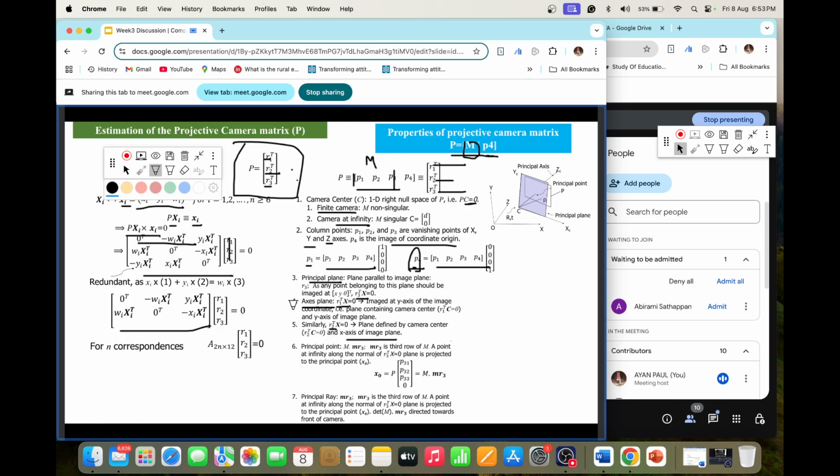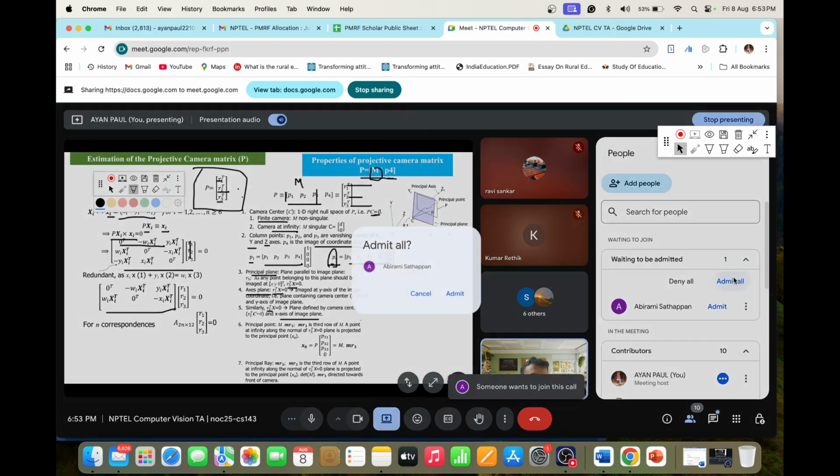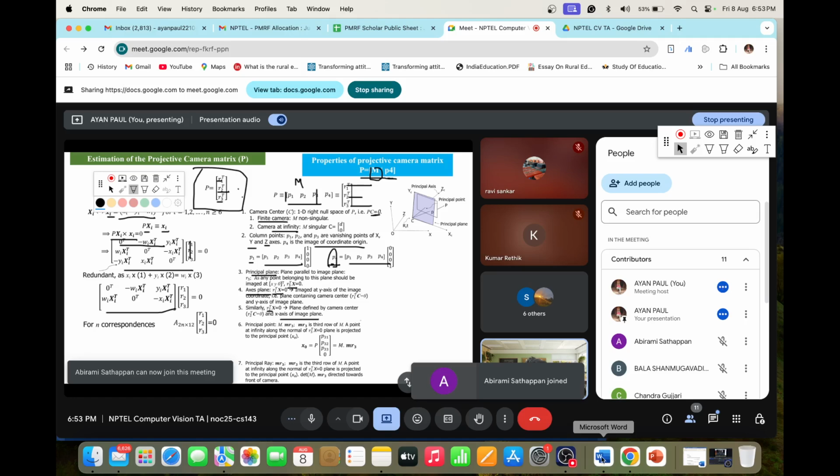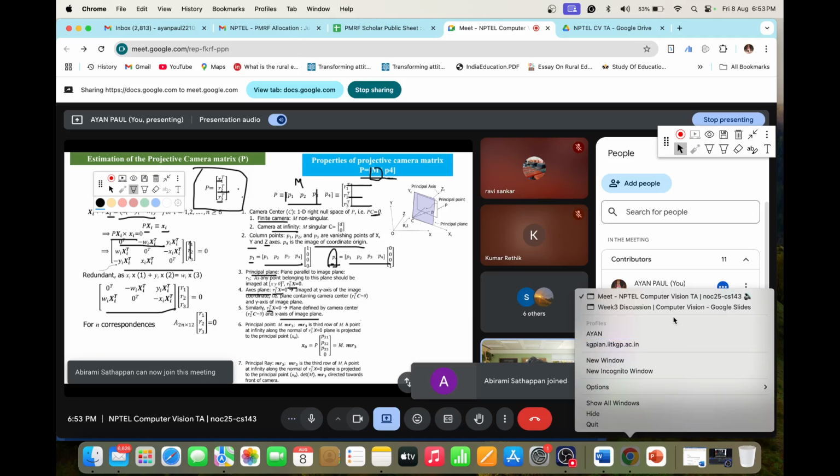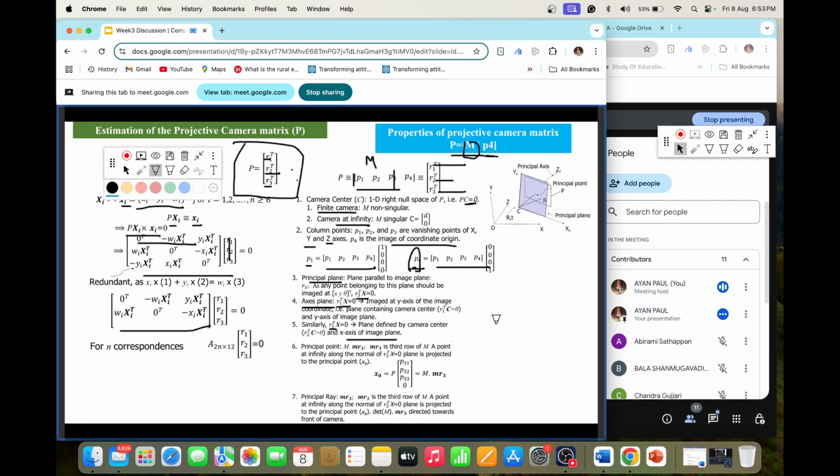So that is regarding fourth and fifth. These are the other two properties that we have discussed. Now about property 6, which is again a very important property, that is the principal point. So what is the principal point? Principal point is nothing but the MR3. What is MR3? I have told you.